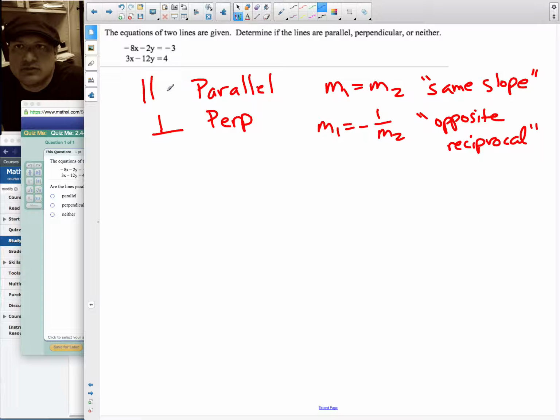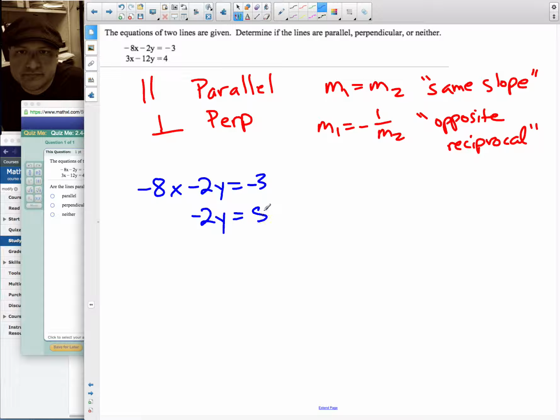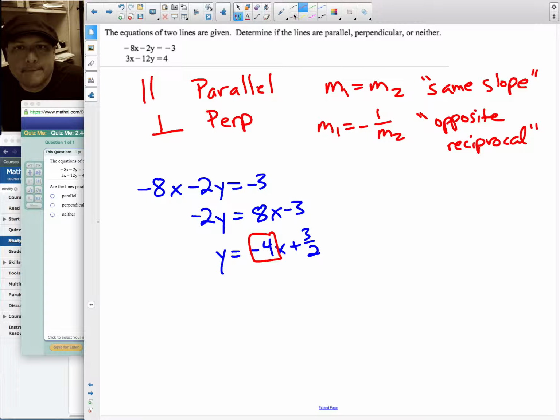So let's see what the slopes here are. That means basically solve for y. So negative 8x minus 2y equals negative 3. Add 8x to both sides, and then divide everything by negative 2. So that's negative 4x, and then this is going to become plus 3 halves. We don't really care about the y-intercept. We just care about this right here. What is the slope? Negative 4.